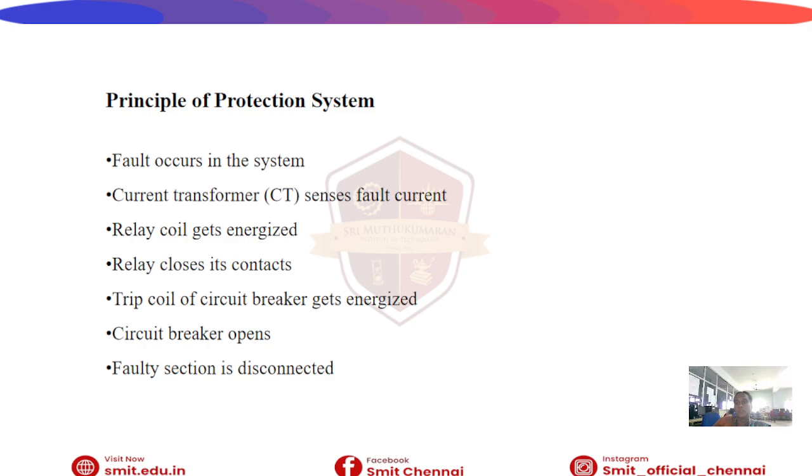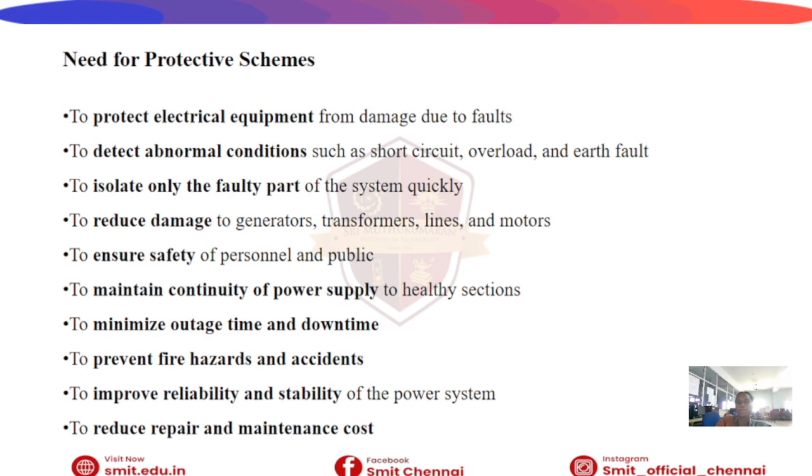Then needs of protective systems. Protective schemes help prevent electrical equipment from damage due to faults. Then to detect abnormal conditions such as short circuit, overload, and earth fault. Then to isolate only the faulty part of the system quickly. Next, to reduce damage to generators, transformers, transmission lines, and motors. Next, to ensure safety of personnel and public. Then to maintain continuity of power supply to healthy sections.